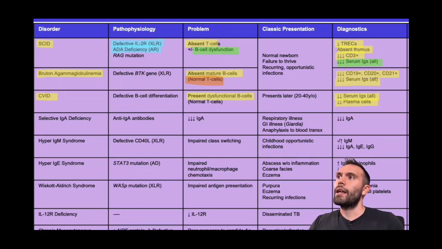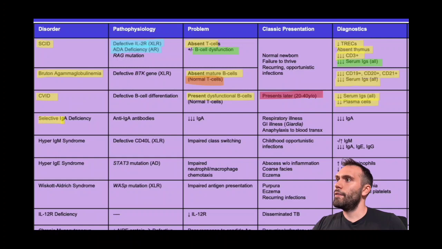And so the classic presentation here, this is one situation where you really want to know that the presentation is going to be in an older patient. Now, it doesn't have to be between 20 and 40 years old. It could be a 10-year-old or 8-year-old, but the point is these patients are going to have less severe disease because they have B cells. They just don't work quite right as opposed to not having any. And so these patients will just tend to present later because the disease is less severe than these patients in Bruton's and SCID, which will present a lot earlier, around that 3 to 6 month mark usually.